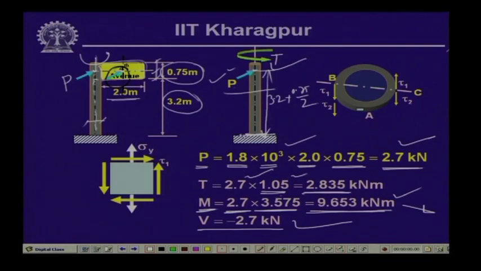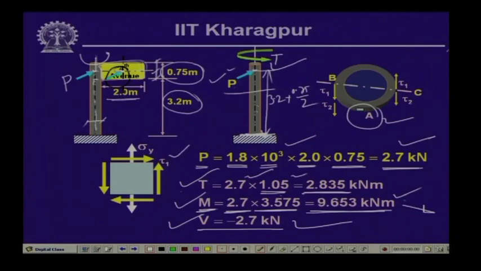So, at this particular point, then the three quantities which are acting are the twisting moment T, the bending moment M, and the shear force V. And as I have told you that at point A, we will have the normal stress because of the bending, and we will have the shearing stress because of the twisting moment T, which we have called as tau 1.